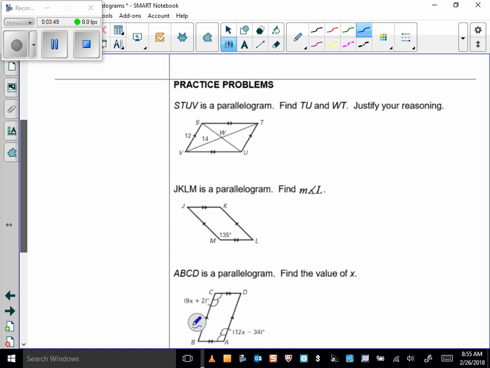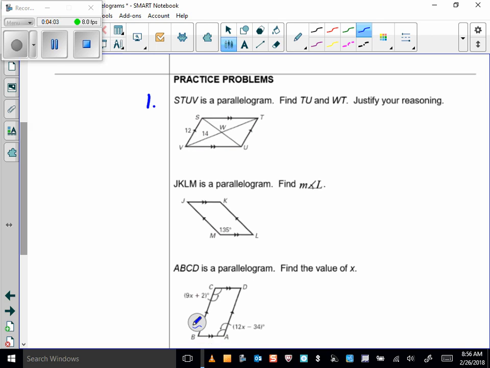We got those theorems, we got the definition of a parallelogram, we got some practice problems, and let me see. I guess I'm going to do a couple of them, and then I'm going to ask you to do the rest. I'll start with number 1 here. STUV is a parallelogram. Find TU and WT. Well, here's TU, and here's WT. And it says, justify your reasoning.